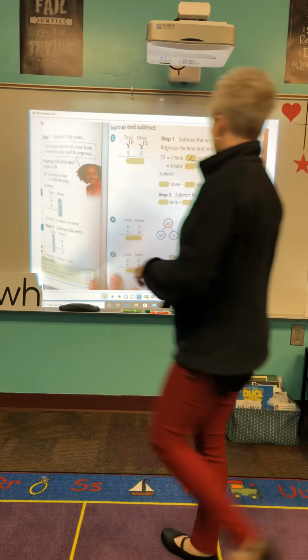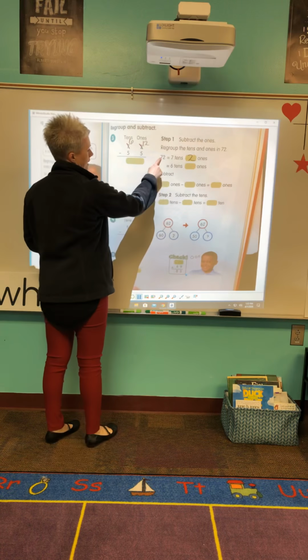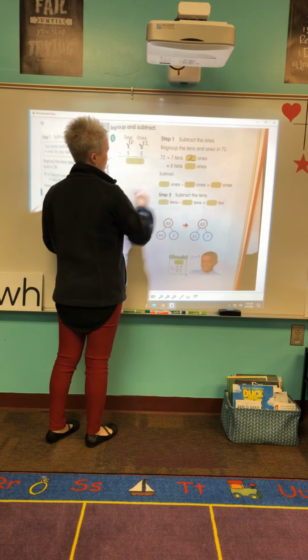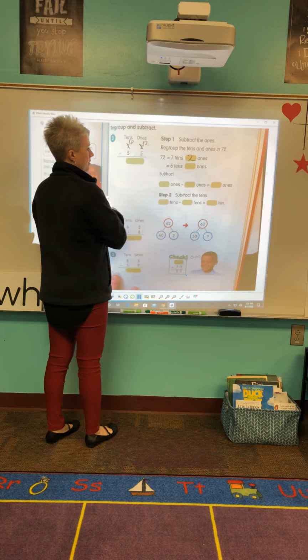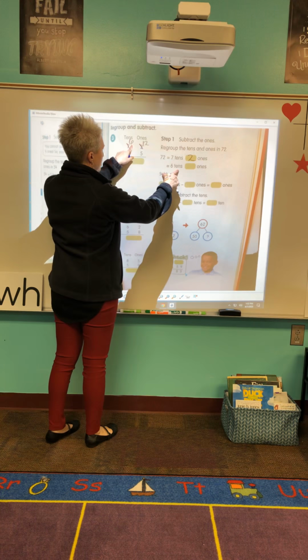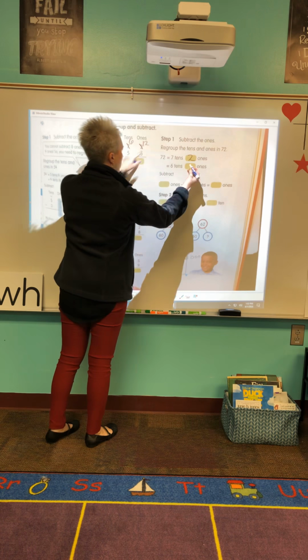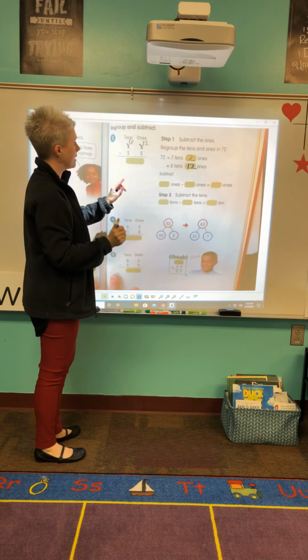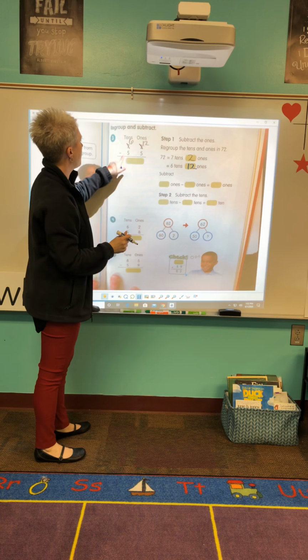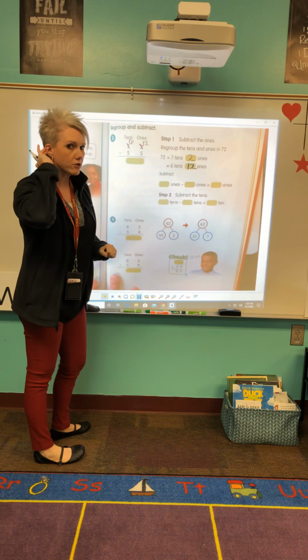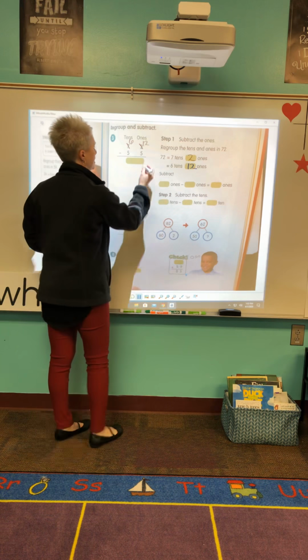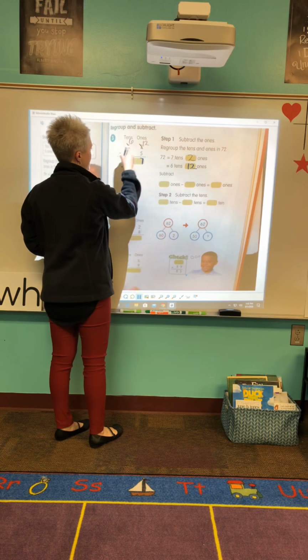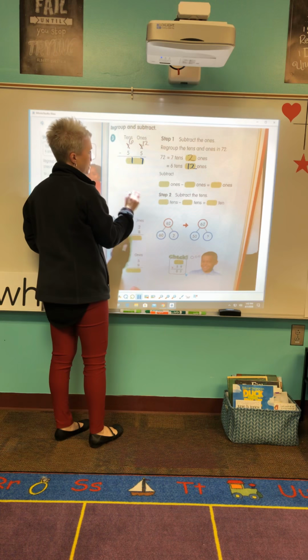Alright, so now 72 is 7 10s and 2 1s, or 6 10s and how many 1s? 12 1s. Okay, now I can subtract. 12 minus 5 is what? Yell it out to me. Good job. 7. 6 minus 5 is 1.